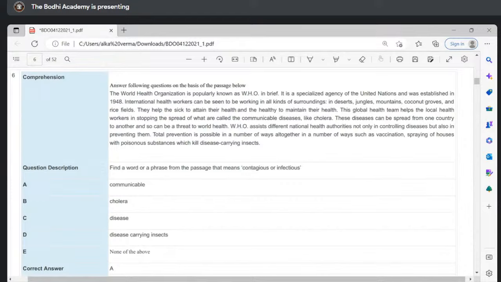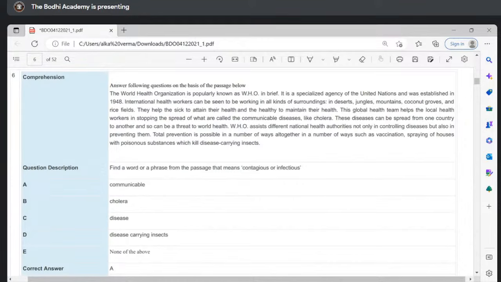Okay, so moving on to the sixth question. The first question under this new passage: find a word or a phrase from the passage that means contagious or infectious. I guess I just mentioned this, infectious and contagious. Contagious would mean something that spreads very fast. So we have the options here. Communicable. Yes, the first one, correct in the sense.